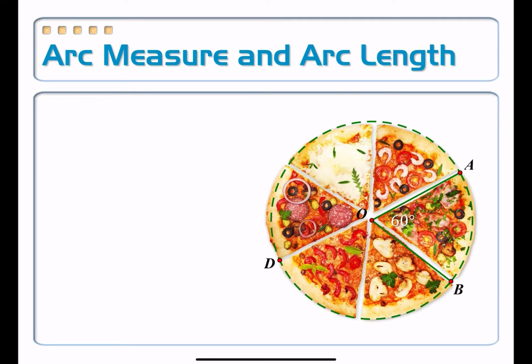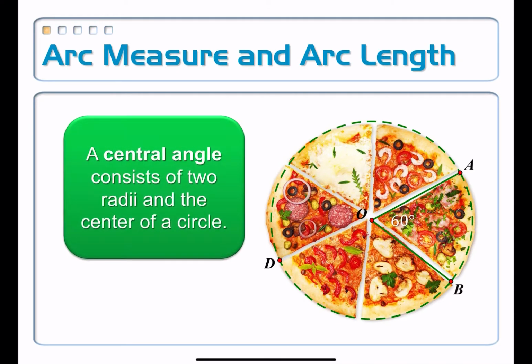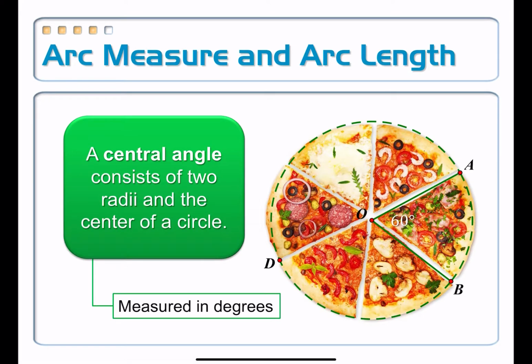If I draw a circle around here, angle AOB is the one that measures 60 degrees, and there's a special name for that type of angle. It's called a central angle. Well, that should make sense because the vertex is the center of the circle. So a central angle consists of 2 radii, that's OA and OB, and the center of the circle. It's measured in degrees. I can measure with a protractor if I wanted to. So this one I didn't have to measure with a protractor because all the way around the circle is supposed to be 360 degrees, and there are 6 equal slices, so 360 divided by 6 gives me 60 degrees each.